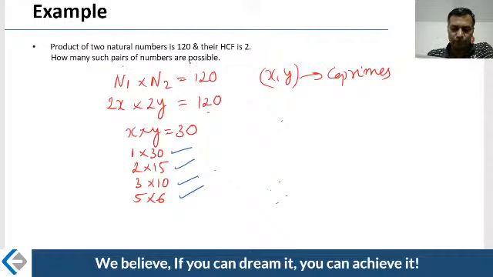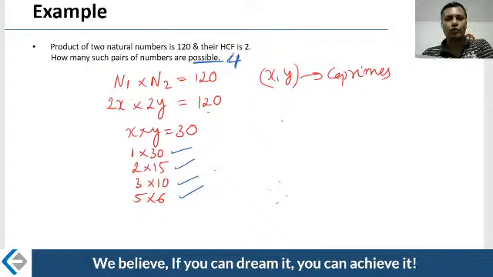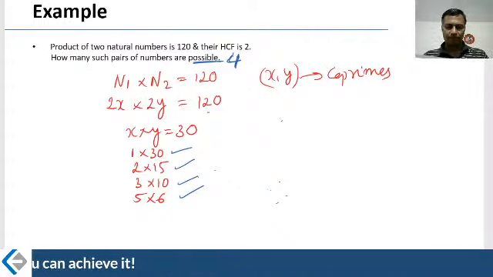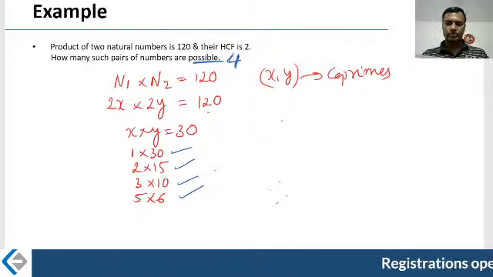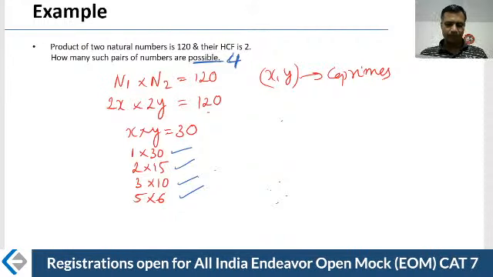Therefore, your answer is going to be 4. All possible pairs are going to be 4. All 4 seem to be perfect. Okay, that's about this question. So that's a little bit of application of LCM HCF. Okay, let's go to the next type.